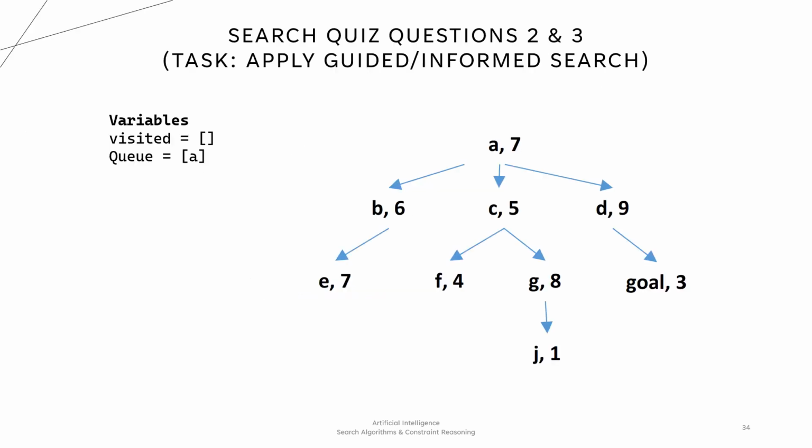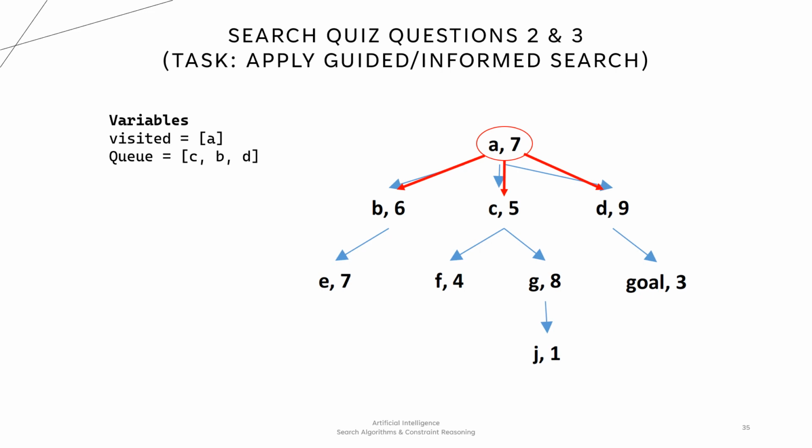Okay. So this is the question for search quiz questions 2 and 3. I think question 2 asks you the contents of the priority queue after iteration 2 or 3. And then the next question just asks you to do the visited status. So I just turn them into one demonstration. So our first node that we go to is A.